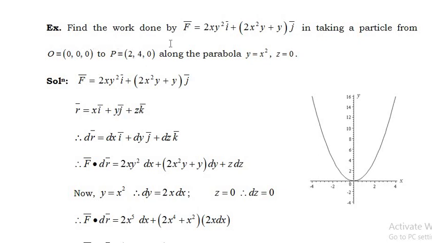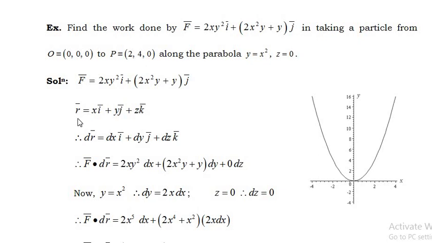Find the work done by a force F bar equal to 2xy square i plus 2x square y plus y times z k, in taking a particle from origin (0, 0, 0) to P(2, 4, 0) along the parabola y equal to x square, z equal to 0. So here we see that F bar is equal to 2xy square i plus 2x square y plus y times z.